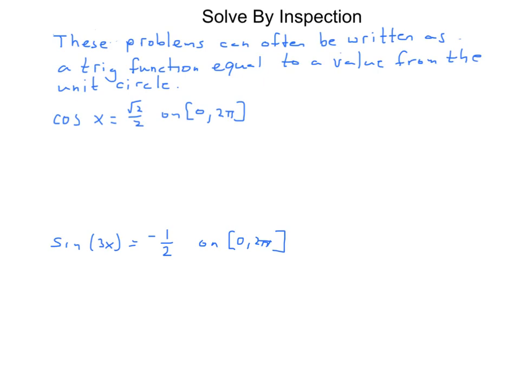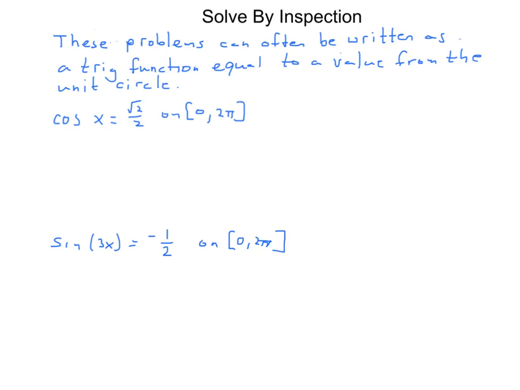Here are a couple problems where we're going to use inspection to help us identify the solutions. Often when you see these, the trig function is going to equal a number, and that number is going to be something that appears on the unit circle. I'm not going to ask you to solve something by inspection that isn't already on the unit circle, because you can't give me the angle measures for anything other than the ones that you know off of that circle.